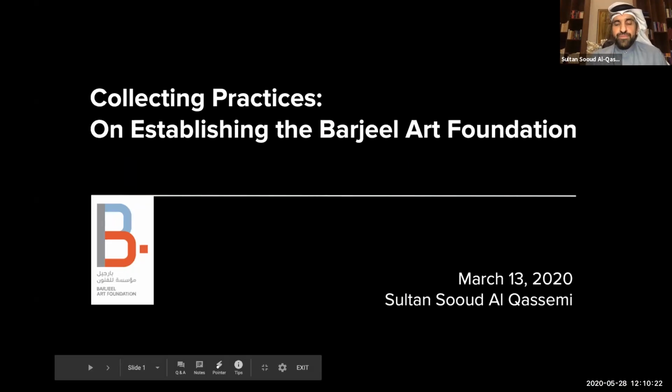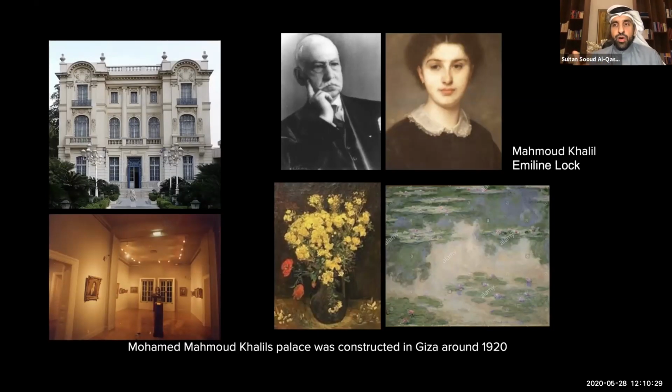Okay, so the idea of establishment of Barjeel, Lucy, really comes from a long tradition in the Middle East of collectors who have opened up their art collection. I think of Mahmoud Khalil and his wife, Emilienne Khalil, who was French. Mahmoud Khalil was an Egyptian collector, and he opened his home many decades ago. He started collecting around the turn of the century, and his house now is one of the most important collections of art in the region.